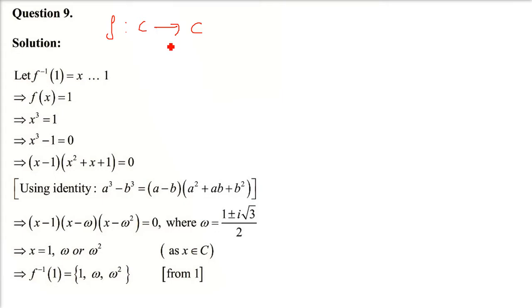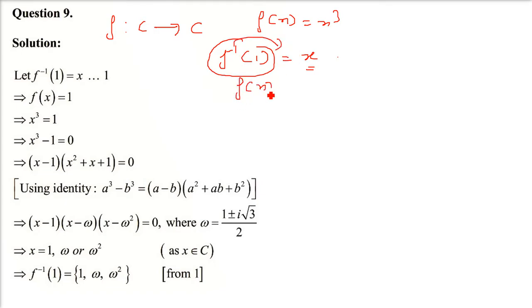F inverse 1. So let me write it. This is f(x) equals x cube. So f inverse 1 we have to find out. Let us assume it to be x. Generally we take it as y, you will see in one upcoming question. But because we don't have any x on the left hand side, we can just put it as x. So f inverse 1 equals x, so f(x) will be equal to 1.